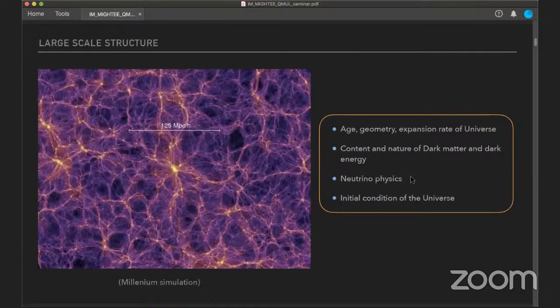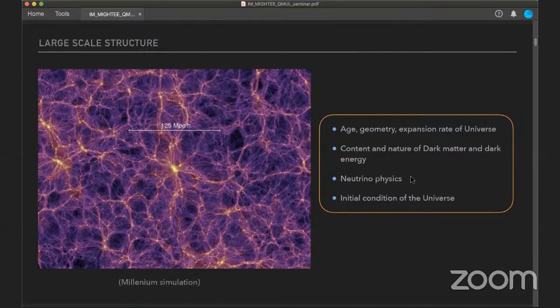Recently, any cosmological probe tries to understand the large scale structure. The idea is that the matter is distributed in the cosmic web, and we want to get as much information as possible from as many surveys as possible so that we can understand the matter distribution in the universe. This image that you may have seen many times is from the Millennium simulation. It shows the matter distribution in the form of the cosmic web.